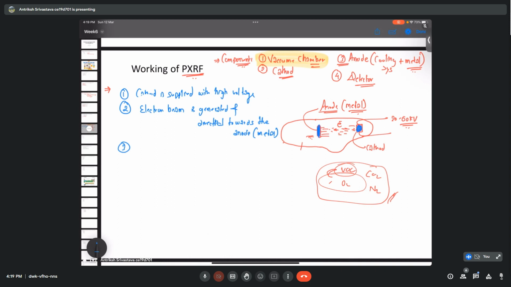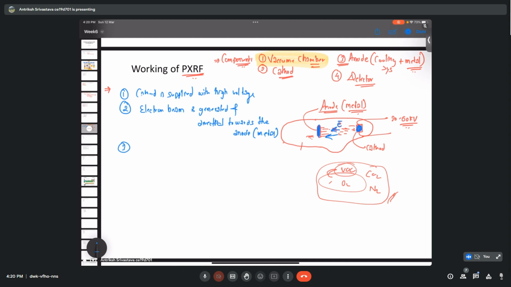Now what happens is, as the electron beam hits the anode with very high kinetic energy, it's not like they are going at the speed of a car, 100 kilometers per hour. They are going at light speed. So when they hit the anode, they have an enormous amount of kinetic energy. Even though their mass is very small, that kinetic energy is converted into heat when it hits the metal plate.